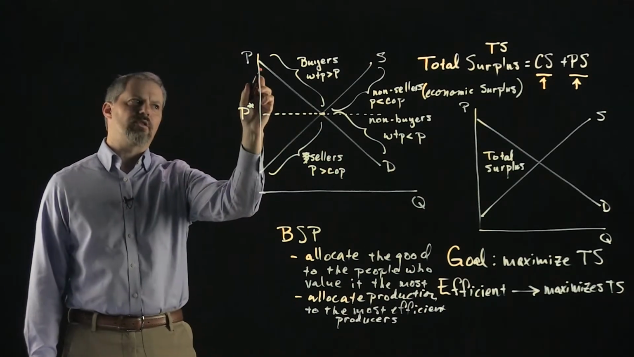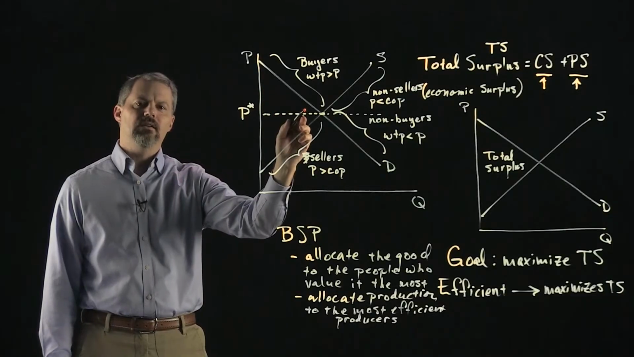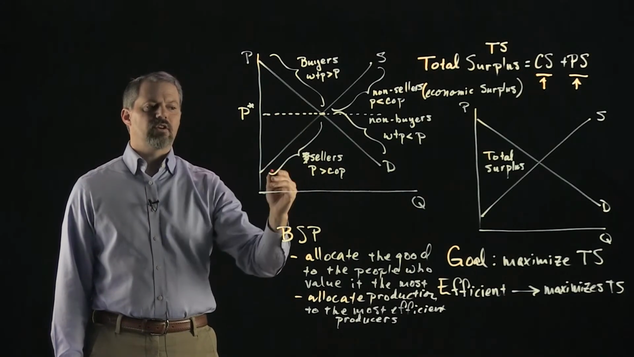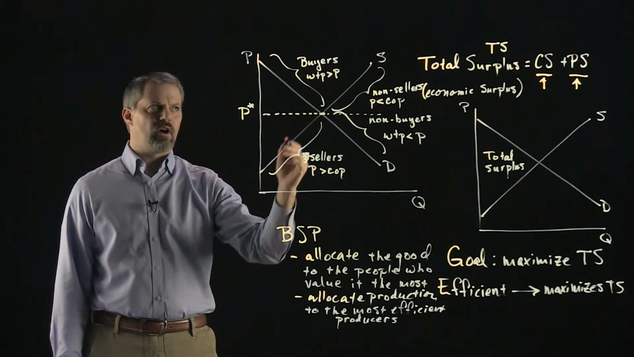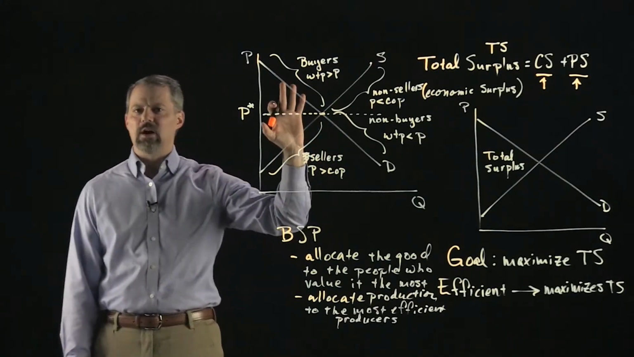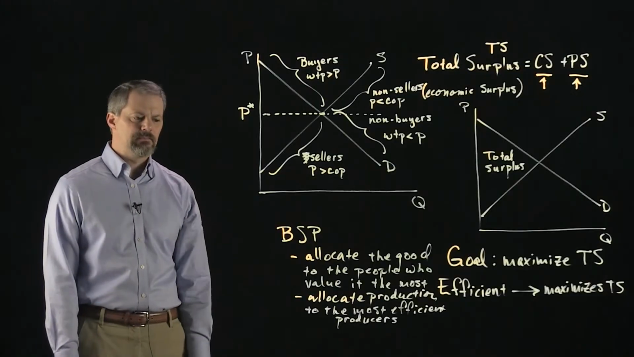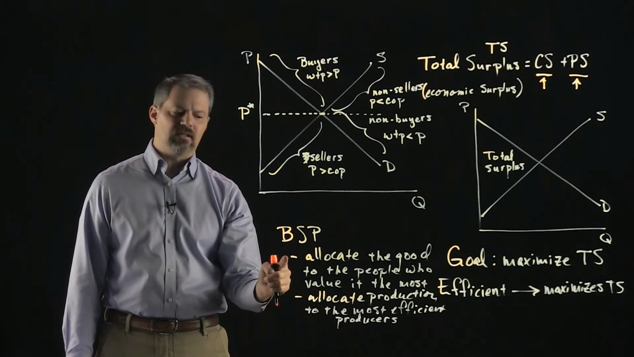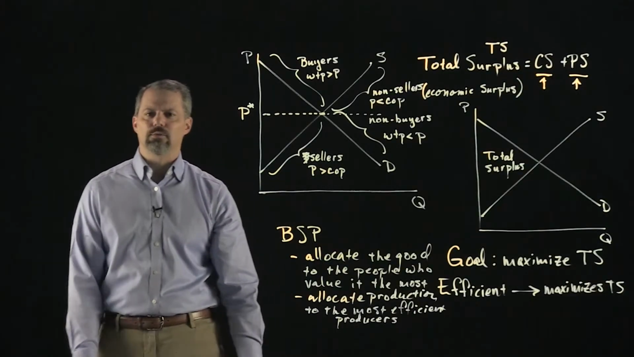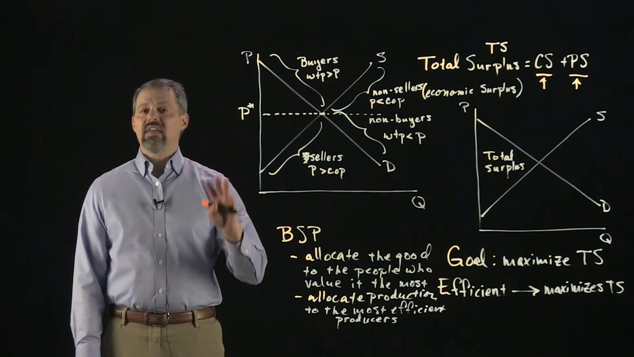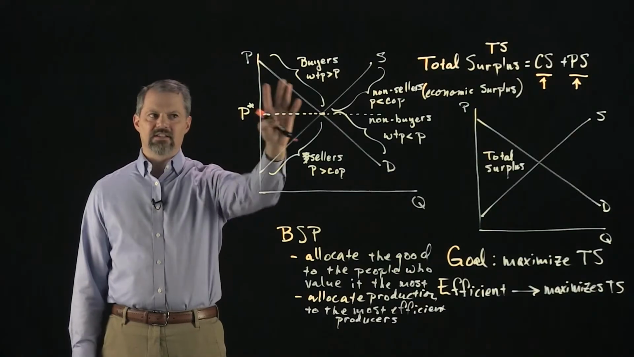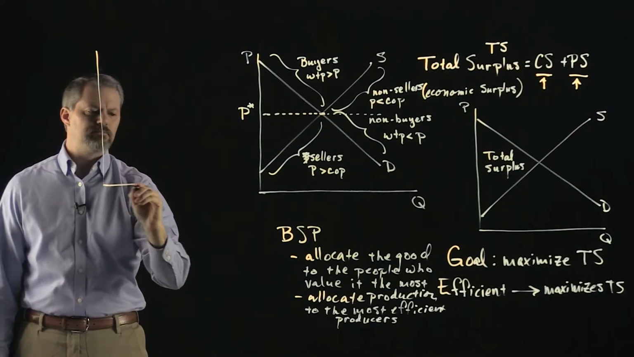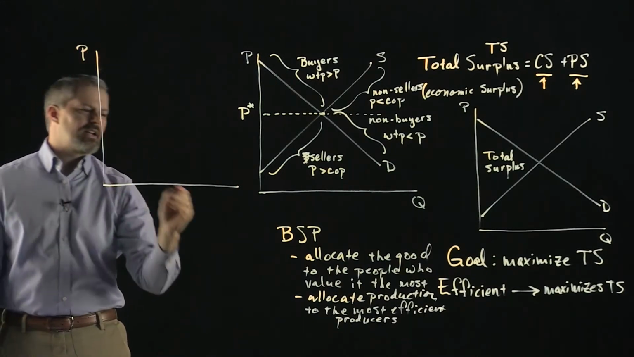Notice that the buyers are the people with the highest willingness to pay. The non-buyers have a low willingness to pay. The sellers are the most efficient sellers in a free market, and the non-sellers are the relatively inefficient people. So notice that the free market does the exact same thing in terms of what the benevolent social planner would do. That's not enough yet to say that the free market maximizes total surplus. What we have to do now is think about another picture.